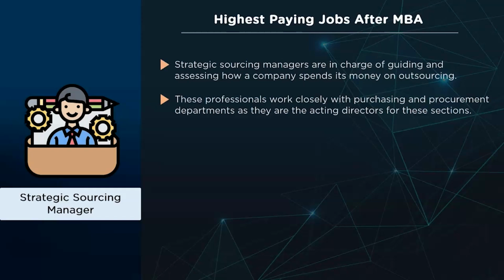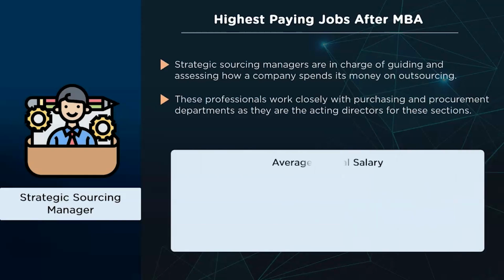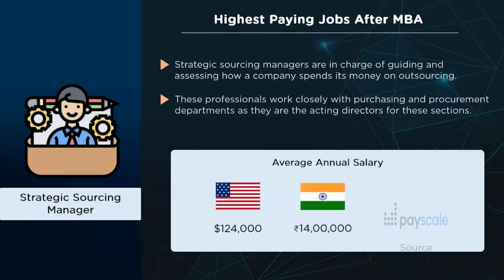They work closely with the purchasing and procurement department, as these professionals are acting directors for these areas. Efficient supply is a must-have to escalate the success of a business. Hence, professionals working in this role receive handsome salaries. According to PayScale, the average annual salary for a strategic sourcing manager is $124,000 in the United States and 14 lakh rupees in India.